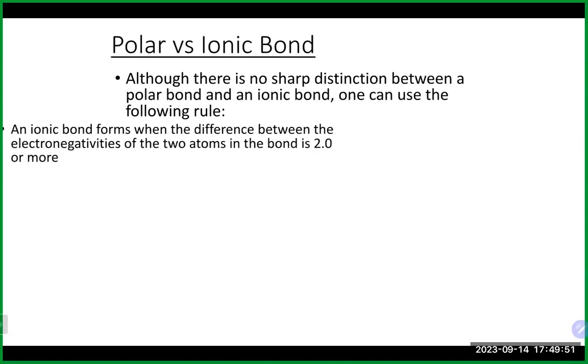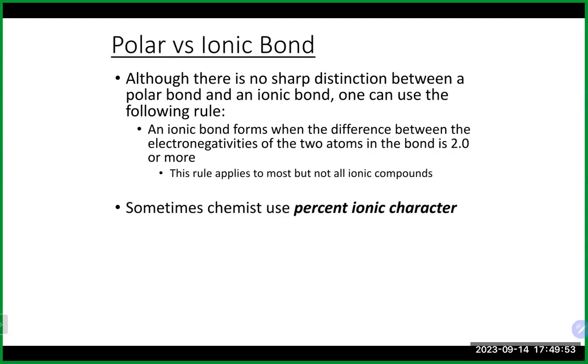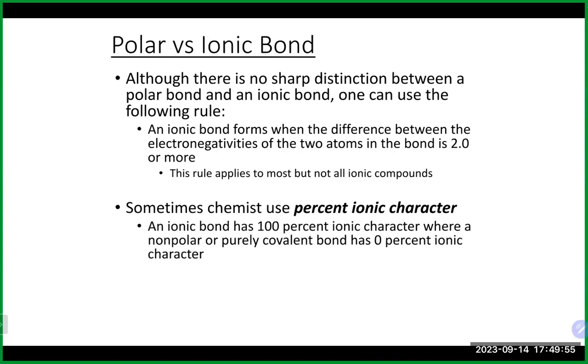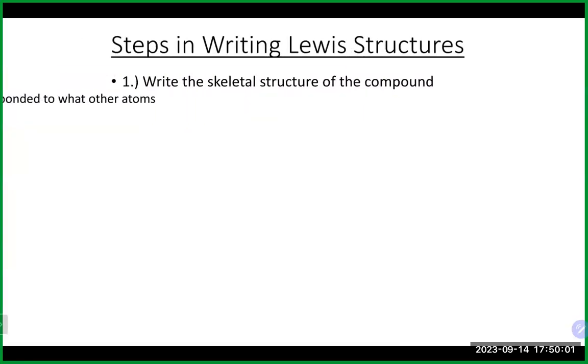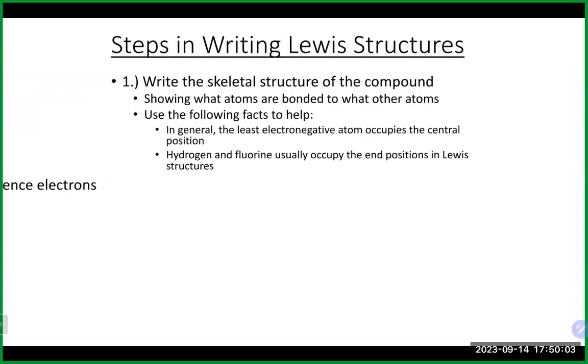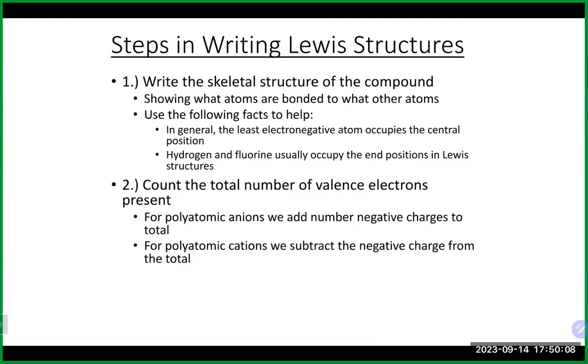All right, so we talked about this pretty much. What we're going to talk about now is drawing Lewis structures for covalent bonding, to show covalent bonding in molecular compounds where we have sharing of electrons.